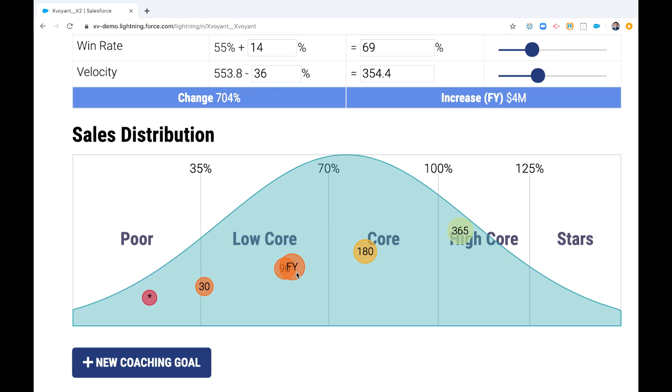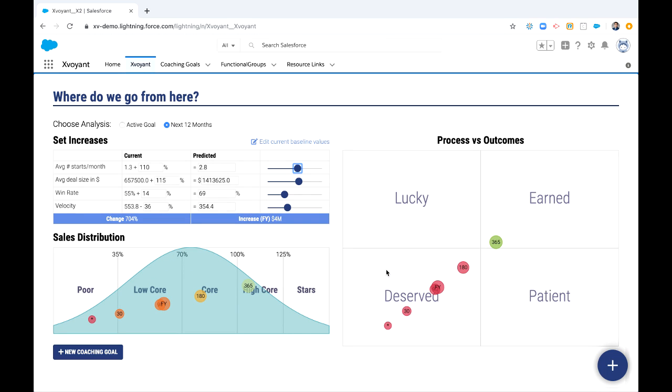By the end of this fiscal year, I would be at the end of the low core category. In 180 days, I would be in core. In an entire year, I would be a high core performer if I could just find a little more. It's also going to show you the movement in the process versus outcomes quadrant. From here, we can have a clear understanding of what coaching goal we want to set for this person to help him improve his process and close more opportunities.